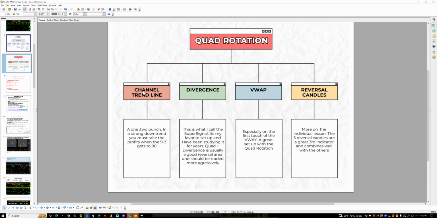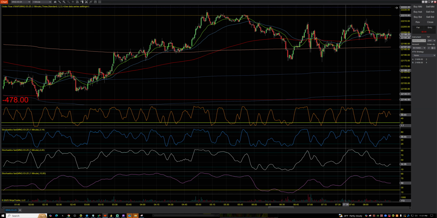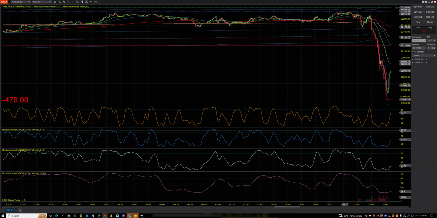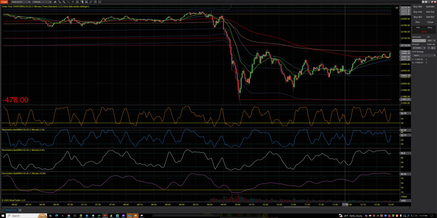kind of all over. So we talked about the trend line and the quad rotation, the divergence and the quad rotation. It's the super signal, basically. So the divergence is basically what we've been showing you. It's just a regular divergence on the 9-3, but the quad rotation is oversold. So when we're oversold on the quads, but then we have a 9-3 divergence, that's called a quad divergence, and that's the most powerful of all our setups. And if you get one of those, you should be aggressively trading it.